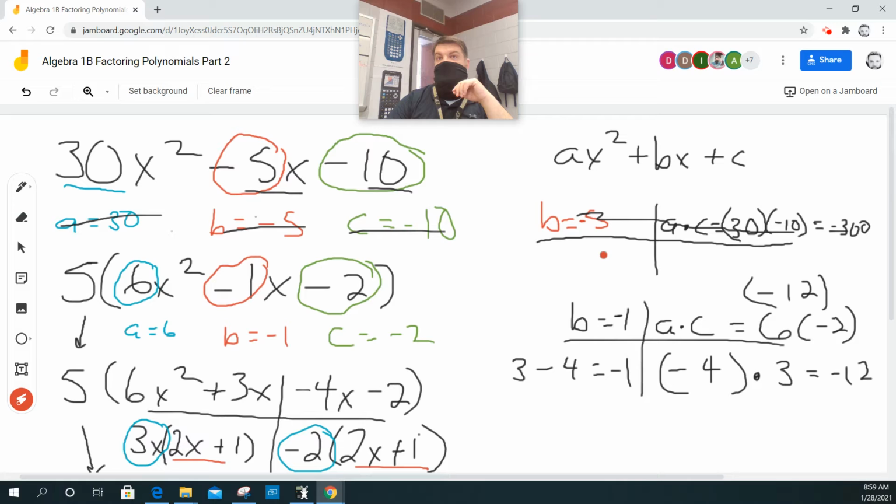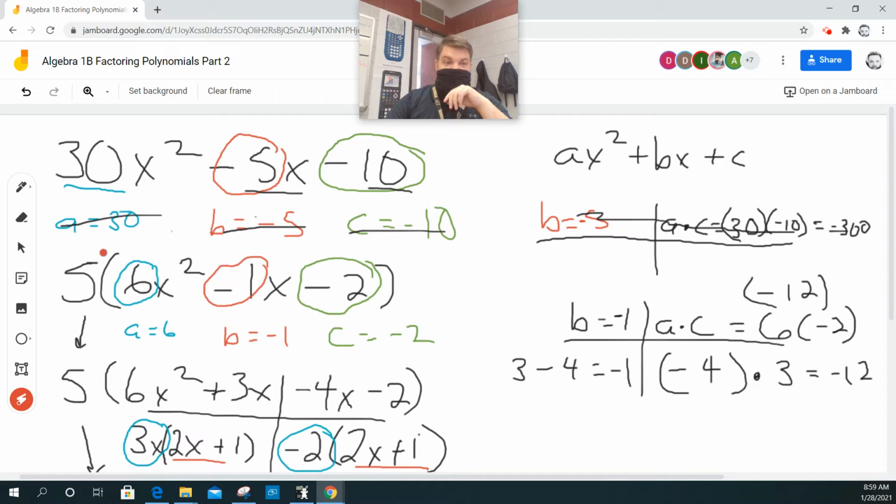It'd probably be somewhere between 50 and 60, I would guess, or 15 times, I don't know. But I'm not going to guess and check up to 300. But I noticed that all of these terms are divisible by 5. So what I did is I factored out a 5.